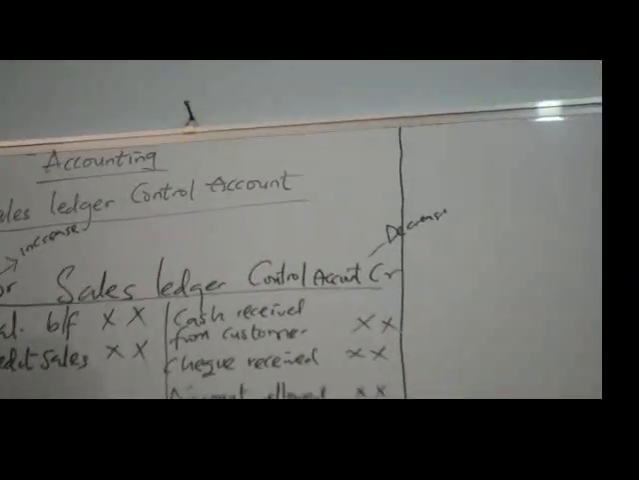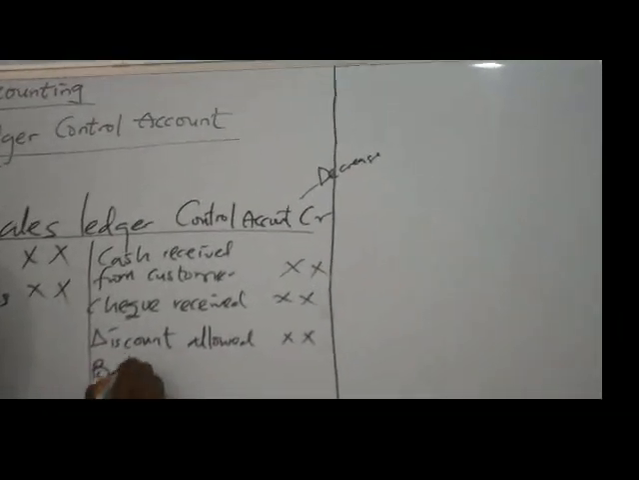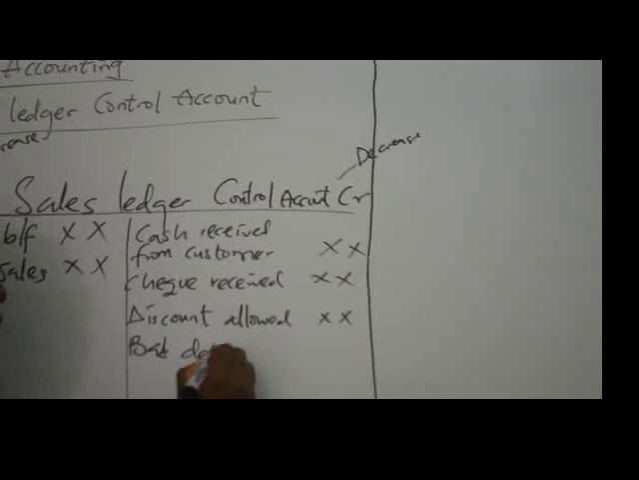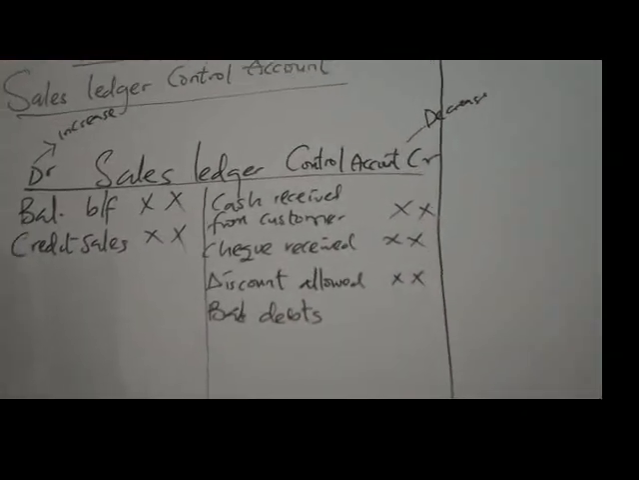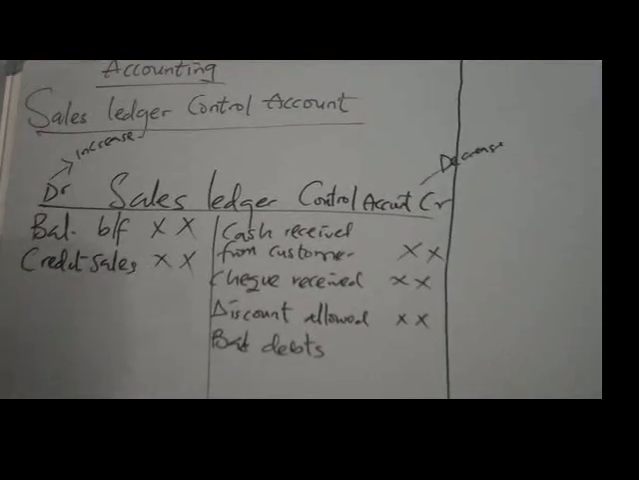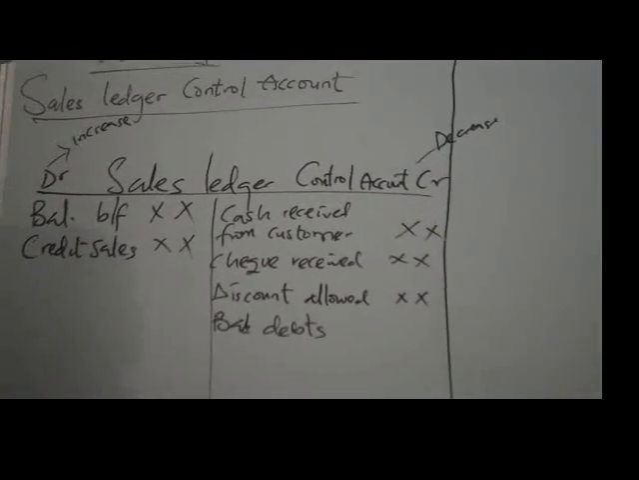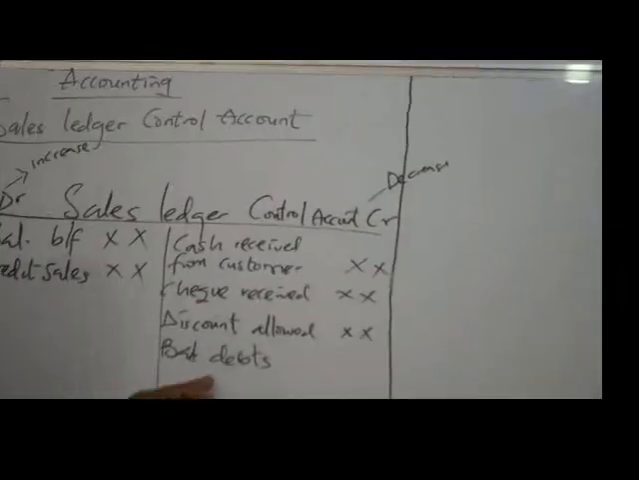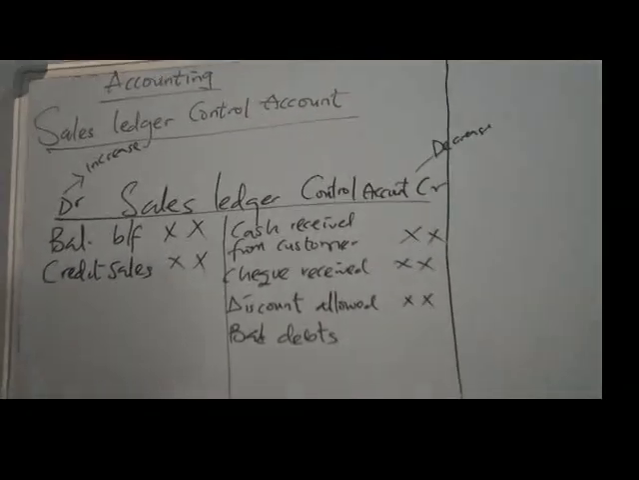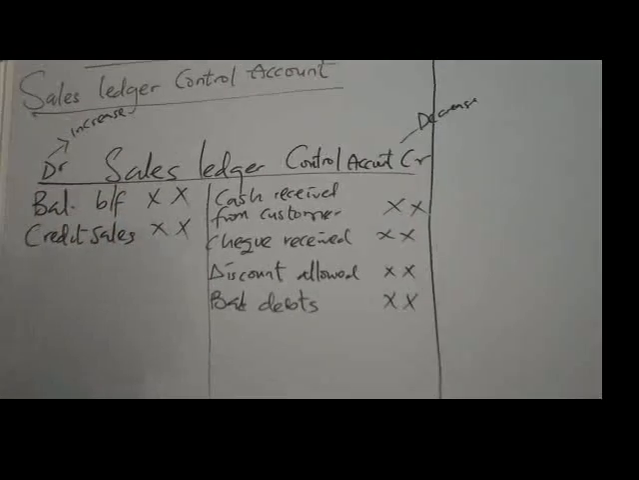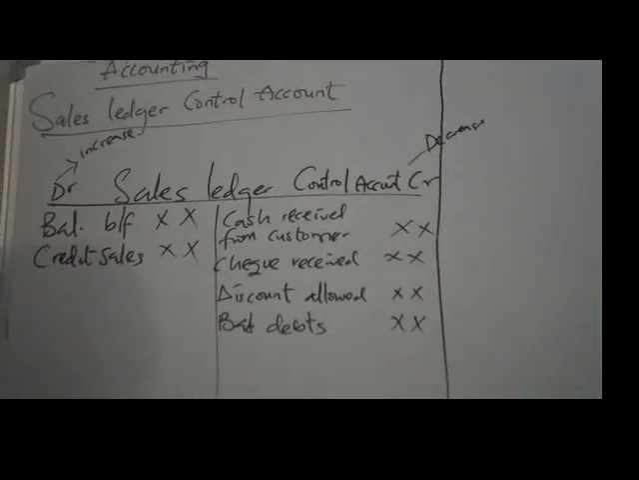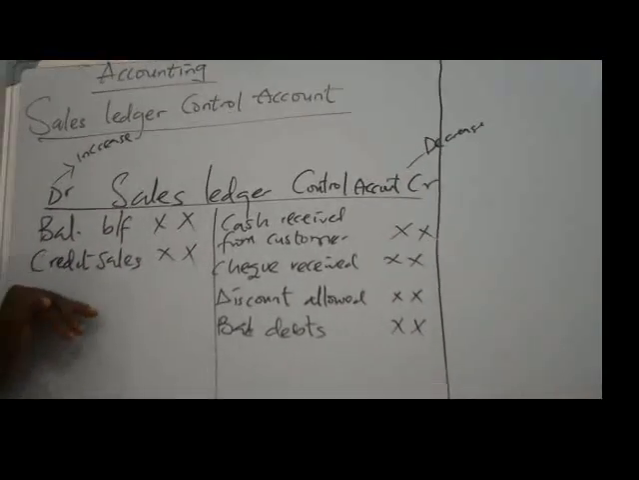We have things like the bad debt. Now, bad debt is determined by the business. The business will write off some debt when they see that the customer may not be able to pay, maybe the customer died or the customer's business has liquidated. So we call those debts bad debts, debts that cannot be recovered. So this will also reduce the aggregate amount owed by customers. Are we together?